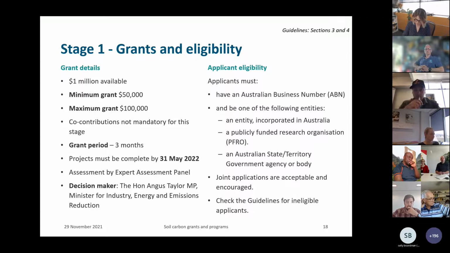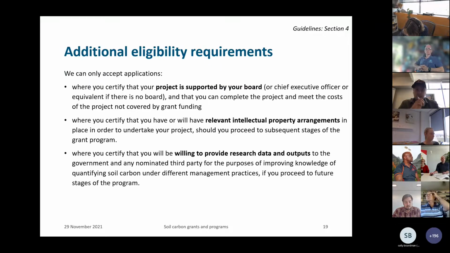In terms of applicant eligibility, applicants must have an Australian business number and be one of the entities that have been listed on the slide. You should check the guidelines for ineligible applicants, which includes individuals, non-corporate Commonwealth entities and unincorporated associations. There's a couple of other additional eligibility requirements as well.